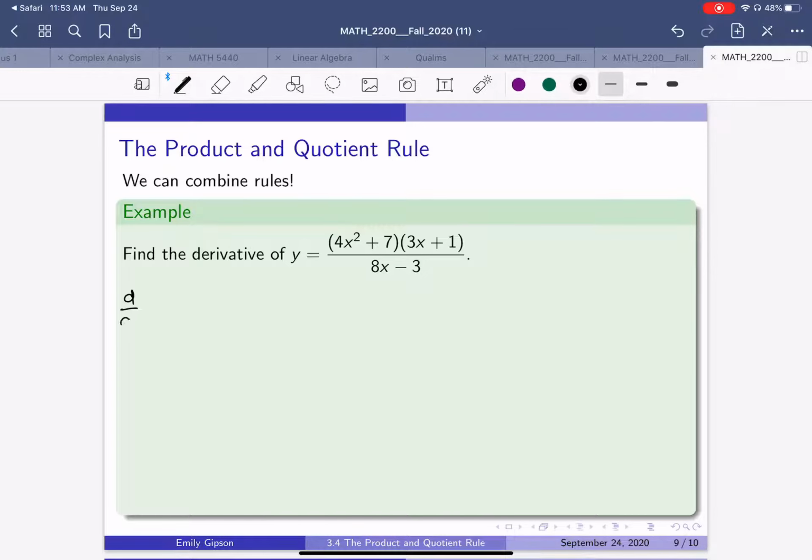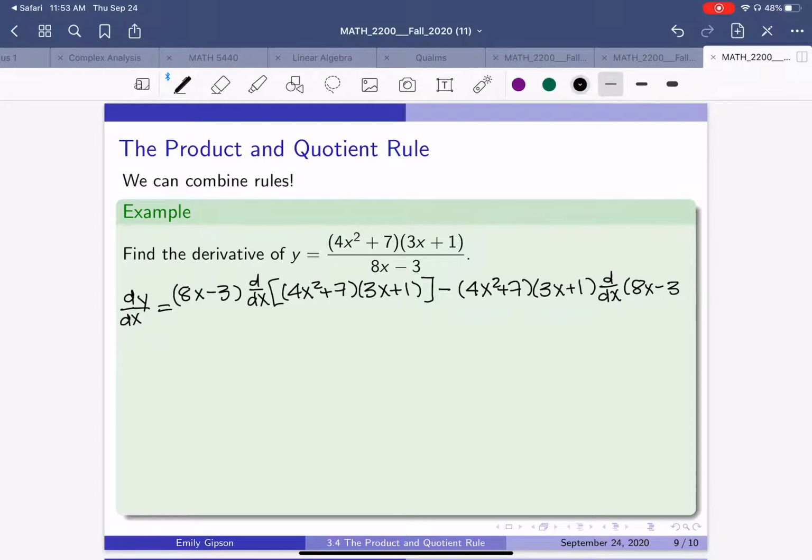So dy/dx is going to equal low, which is 8x minus 3, times d/dx of high, which is 4x squared plus 7, times 3x plus 1, minus high, which is 4x squared plus 7, times 3x plus 1, d low, 8x minus 3. All of this over low squared, which is 8x minus 3 quantity squared.